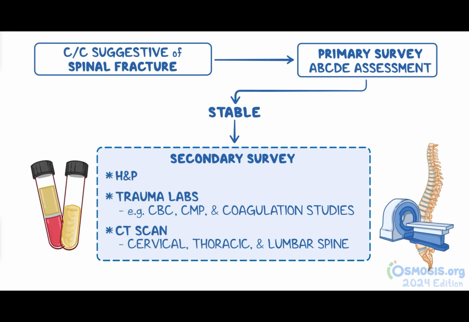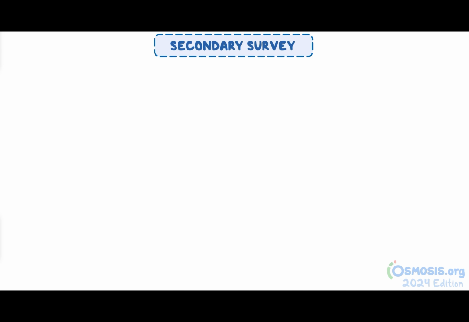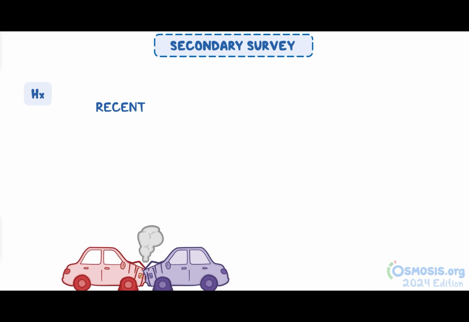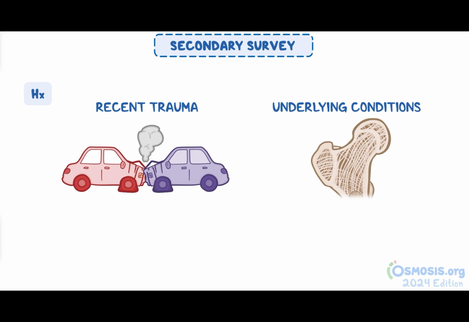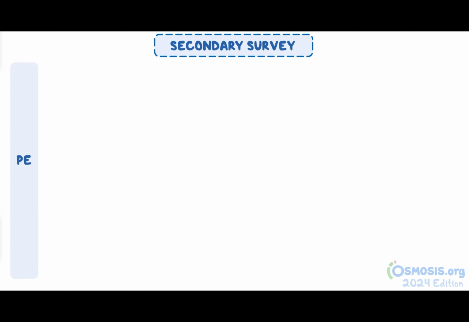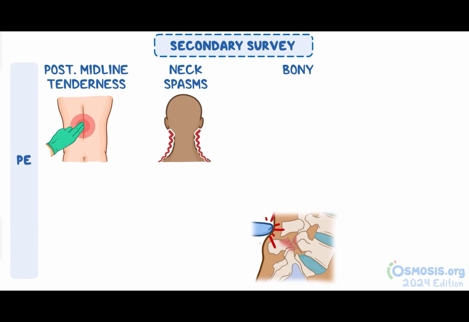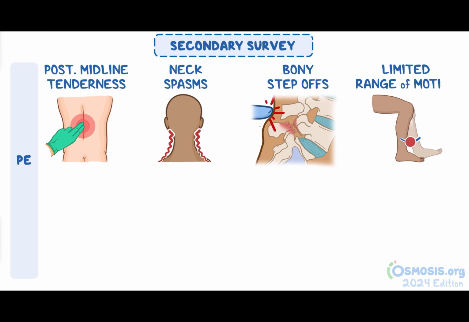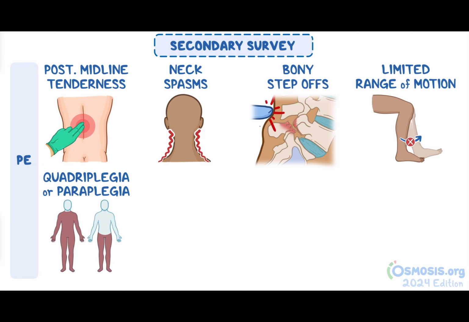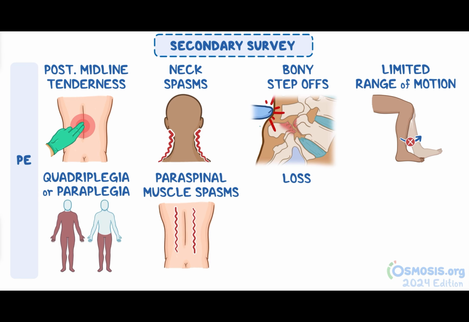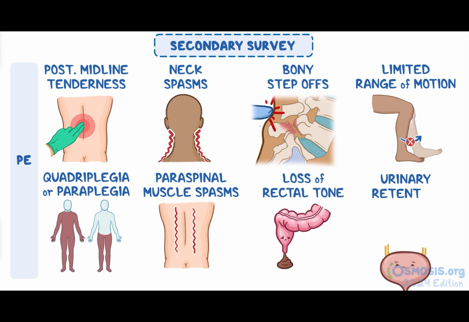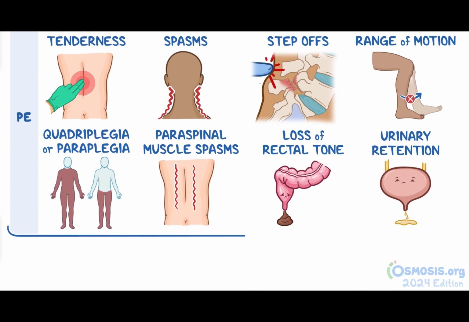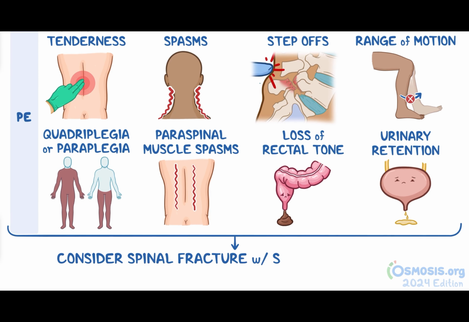Let's first talk about patients with signs of spinal cord injury. History will often reveal recent trauma and/or underlying conditions like osteoporosis. On exam, concerning findings include posterior midline tenderness, neck spasms, bony step-offs, limited range of motion, neurologic deficits like quadriplegia or paraplegia, paraspinal muscle spasms, loss of rectal tone, or urinary retention. Any of these findings should lead you to consider spinal fracture with spinal cord injury.